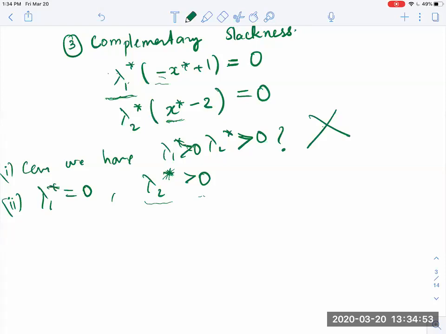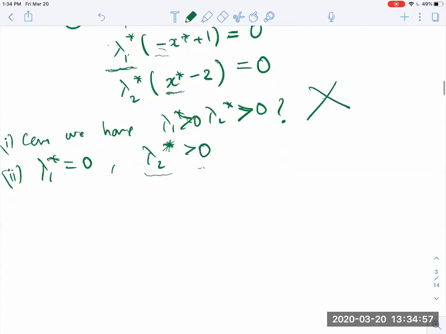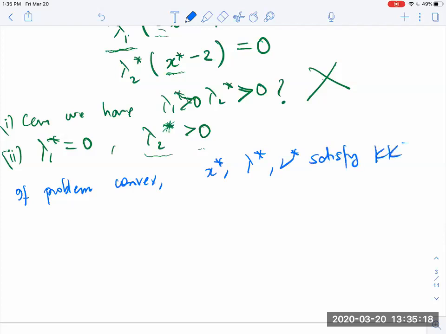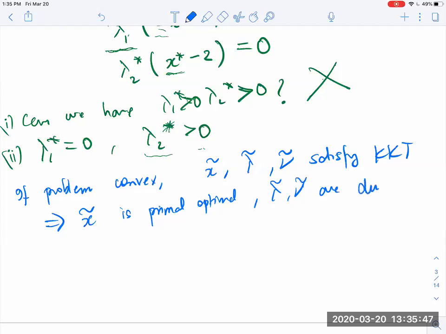So in general, if your problem is convex, let me write this down. This is useful. Change color because it's not related to this question, but useful in general. So if your problem is convex and you have X star, lambda star, mu star satisfying KKT, then it implies that X star is primal optimal, and your lambda star and mu star are dual optimal. The technical way to write this is not to use star here and put something else, like tilde, because you don't know a priori that they are optimal, but it turns out that they are. So X tilde is primal optimal and lambda tilde and mu tilde are dual optimal, and strong duality holds.